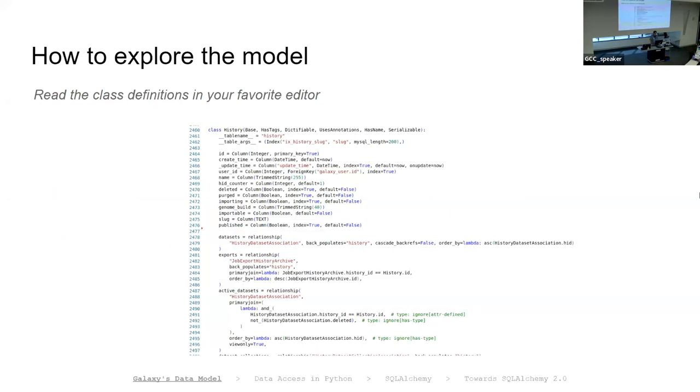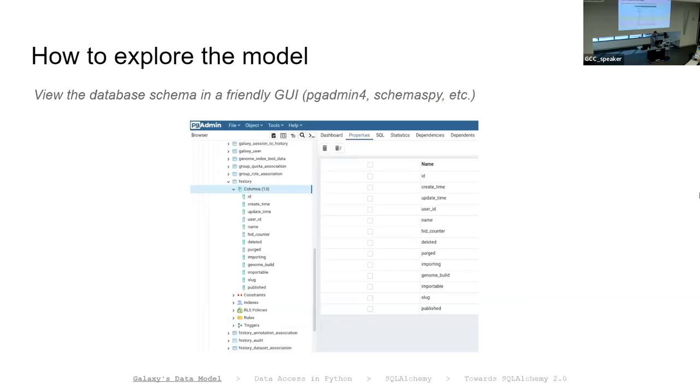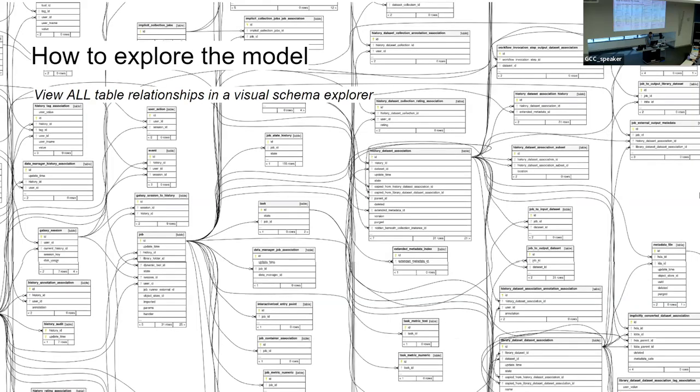To see what the model is, you can look at the code base, you can look at the class definitions. You can also look at the definition of the database schema using your favorite shell-based tool like psql if it's Postgres, or sqlite3 if it's SQLite. Or you can use a point-and-click user interface like pgAdmin 4 or anything else. You can also take a look at a graph-based representation of the database. It will be very useful if you are looking at a couple of tables or a relationship between two or three or four or five tables. As soon as you move a little beyond that, it's going to be less useful.